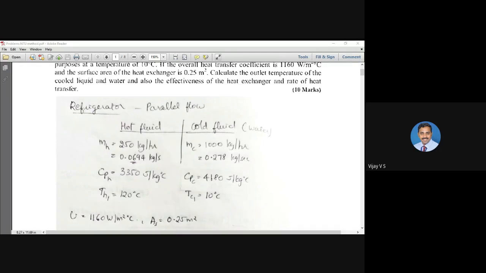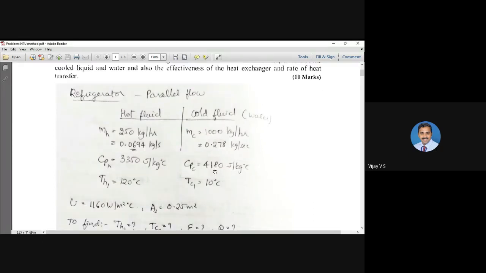Or 4.2 also you can take. So that for water they will not mention generally, so you should know that. So it is 4180 joules per kg degree centigrade, or 4.18 kilojoules. So this you should know.